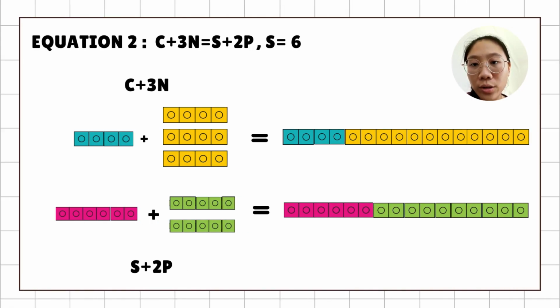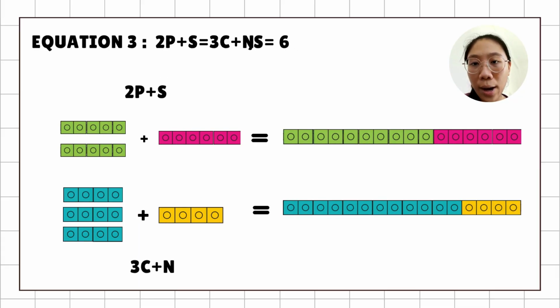Same as equation 2, C + 3N = S + 2P. For C + 3N, we add 1 bar of C plus 3 bars of N and combine them to become a long bar. For S + 2P, we add 1 bar of S plus 2 bars of P, add them together and compare. The right-hand side is equal to the left-hand side, so the two bars are the same length.